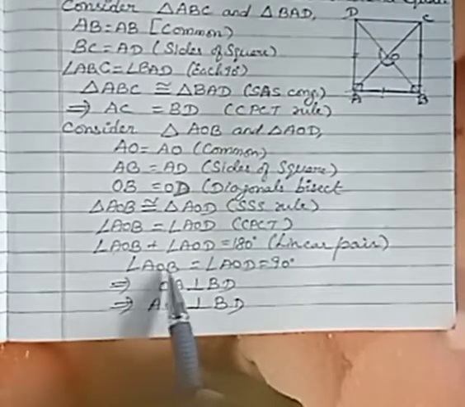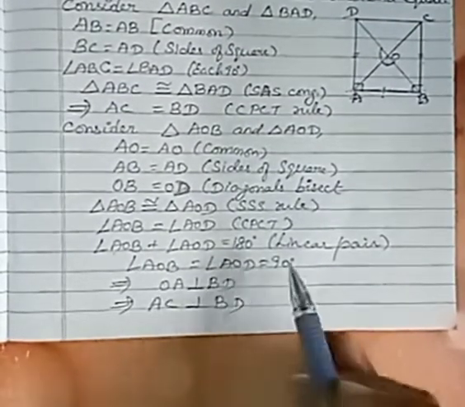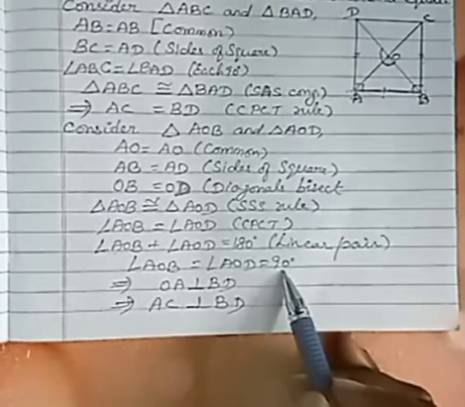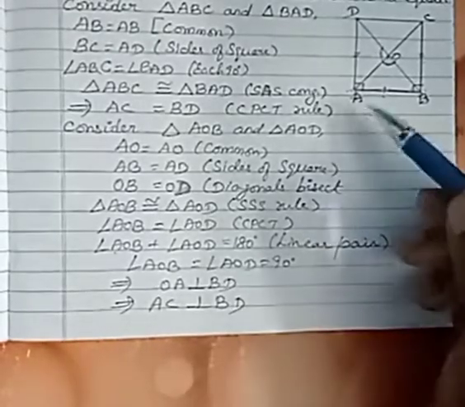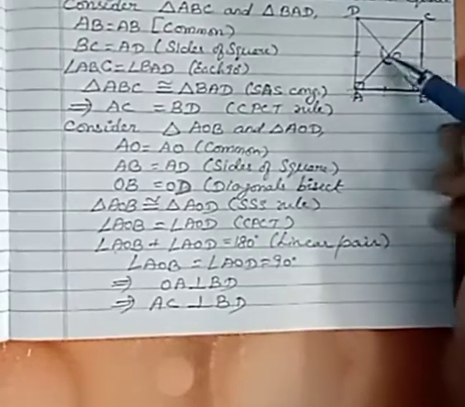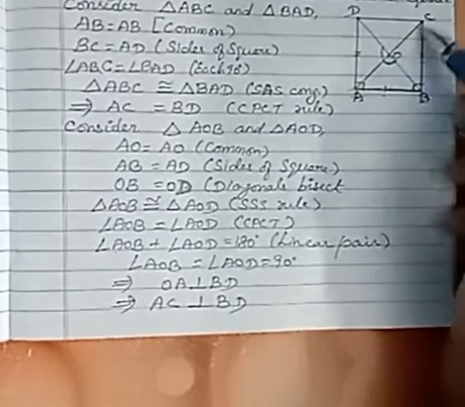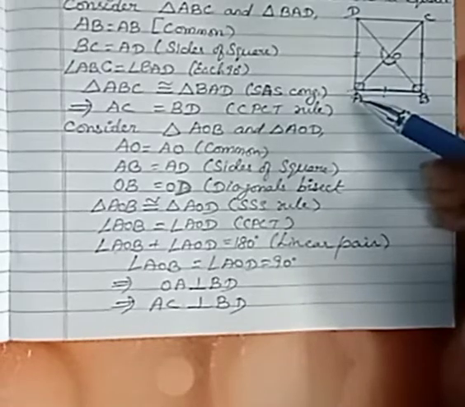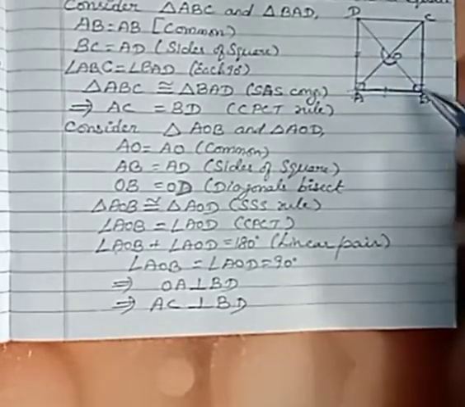So angle AOB is equal to angle AOD, and this is equal to 90 degrees, which implies OA is perpendicular to BD. As OA is a part of the line AC, we can conclude AC is perpendicular to BD.